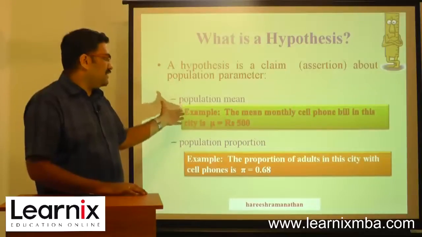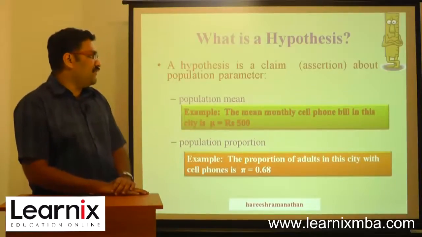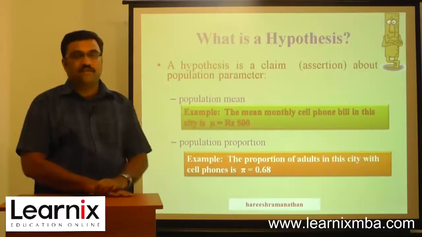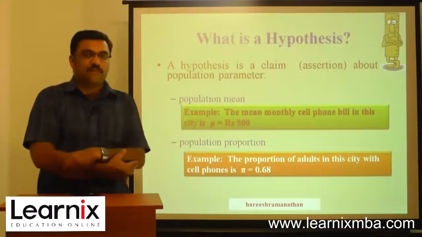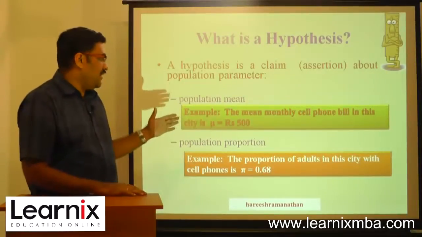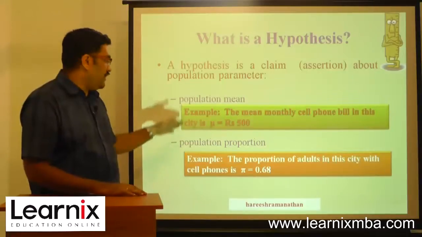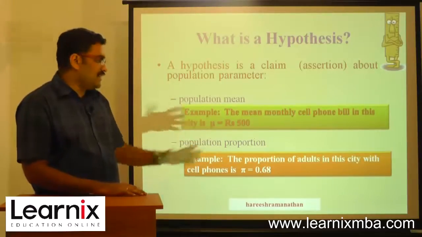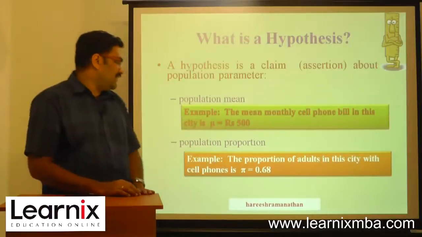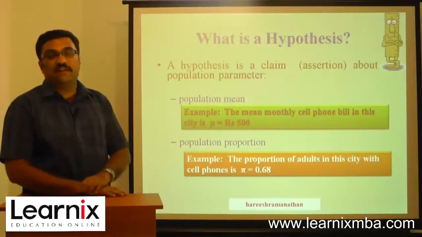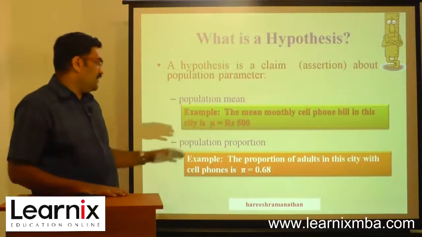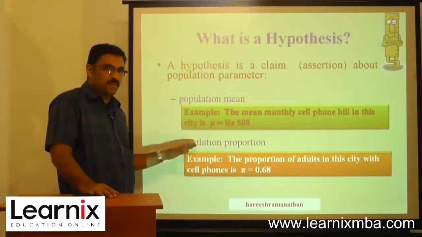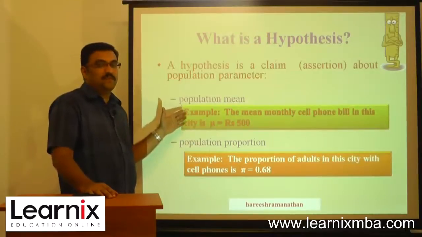An example: the mean monthly cell phone bill in this city is 500 rupees. Mean means the average. The average monthly telephone bill of a city is 500 rupees, a hypothesis about the population mean. And for population proportions, an example is: the proportion of adults in this city with a cell phone is equal to 0.68. So 68% of the adults have a cell phone connection. This is a hypothesis about a population proportion, and the earlier one is a hypothesis about a population mean.